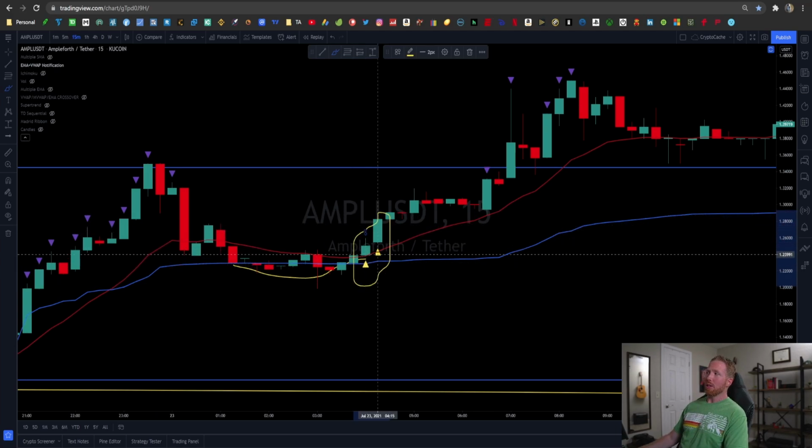But if you look here with the up arrows for the yellow, it's basically telling me that we have two 15-minute green bars closing above EMA and VWAP.